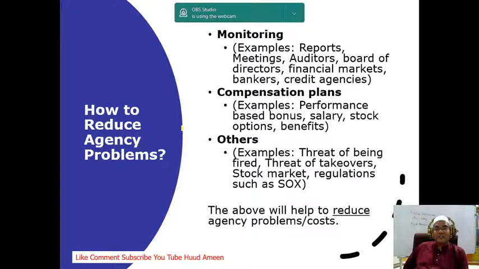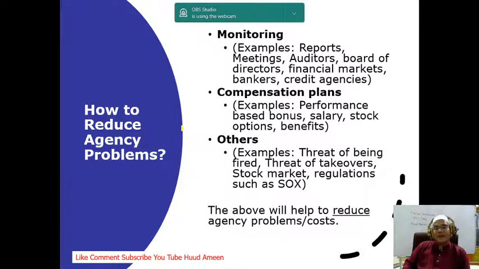Threat of takeovers. Also threat of takeovers might be some other companies will take over if not performing. The existing managers will not perform, so the owner will threaten to take over. Stock market regulations. So you provide the regulations. The above will help to reduce agency problems. So these three examples are to reduce, not to eliminate, not to menghapuskan masalah.